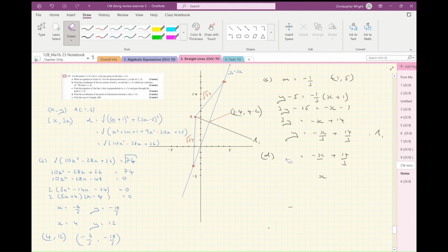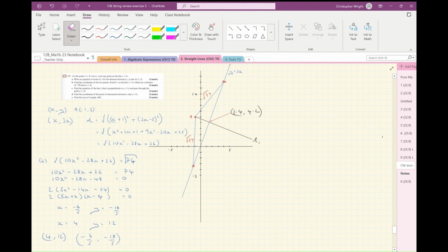Now, for part E, I need to find the area of a triangle. Clearly, to find the area of the triangle, I need to know its base and its height. So in this case, I need to find the length of the line BC, and also, if I call that X there, the length of the line AX. That would give me the base and the height, wouldn't it? And then I could multiply those together and divide by 2.